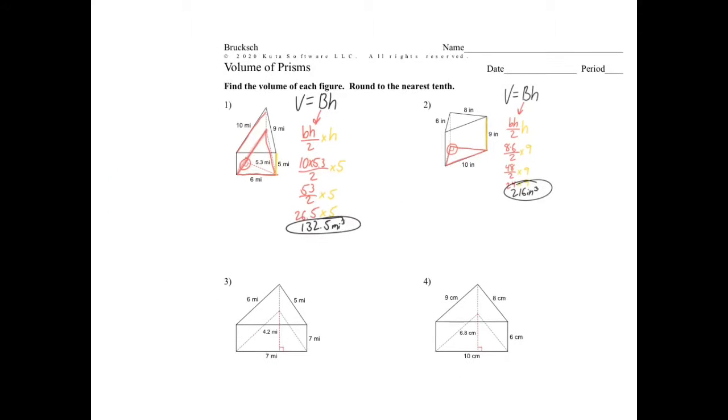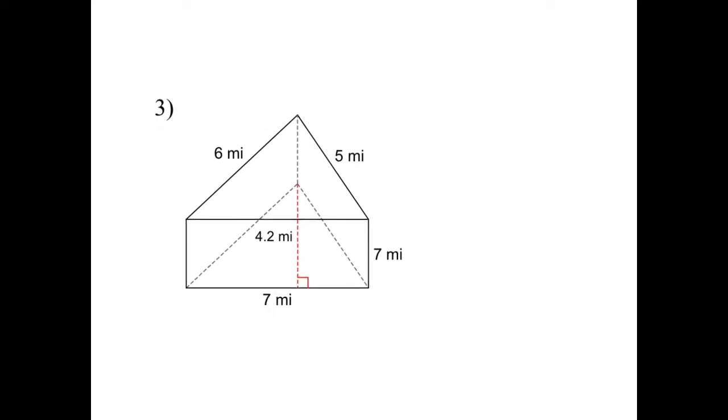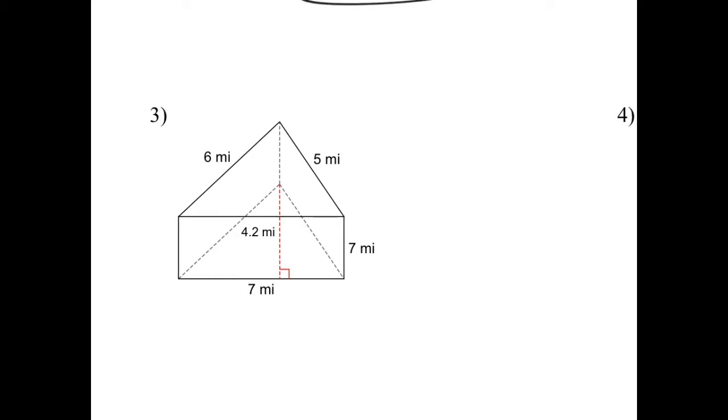I'll do one more of the triangles for you. I'm going to go ahead and do 3 and 4 just because they do have decimals and these are kind of gross. So we have volume equals area of the base times the height.